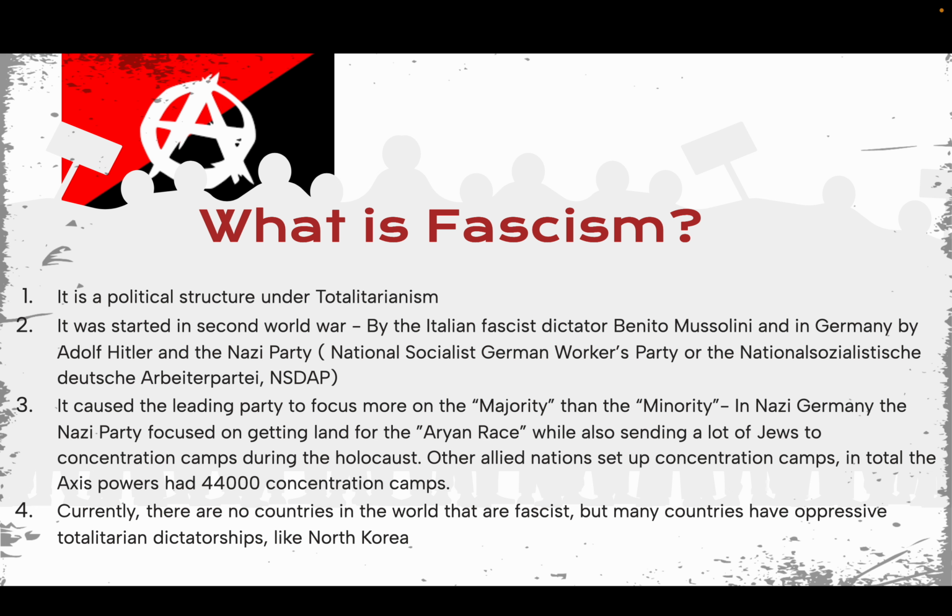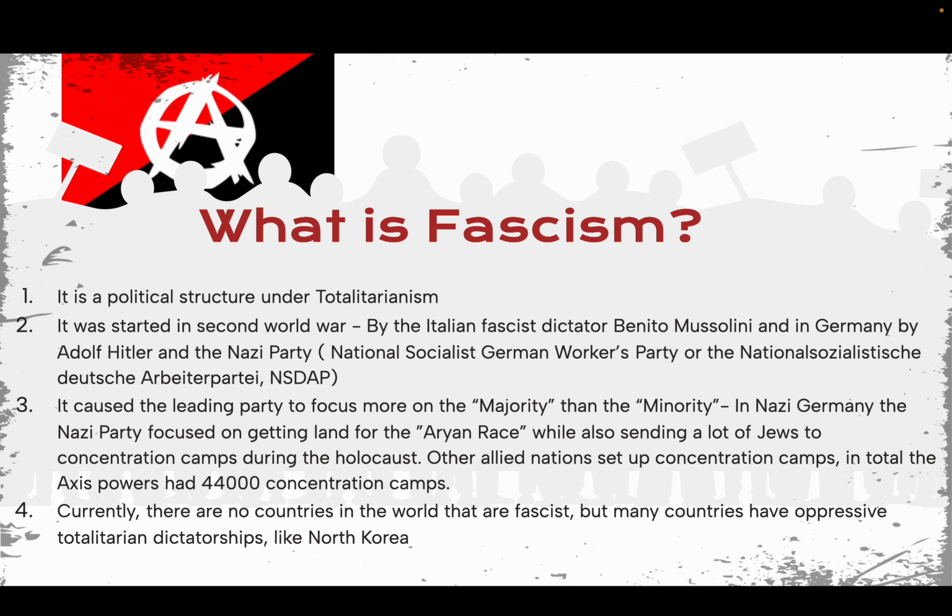What is fascism? Fascism is an authoritarian right-wing party. It is a political structure under totalitarianism. It was actually started before the Second World War when Benito Mussolini, the first fascist dictator in the world, was followed by Adolf Hitler from Germany.